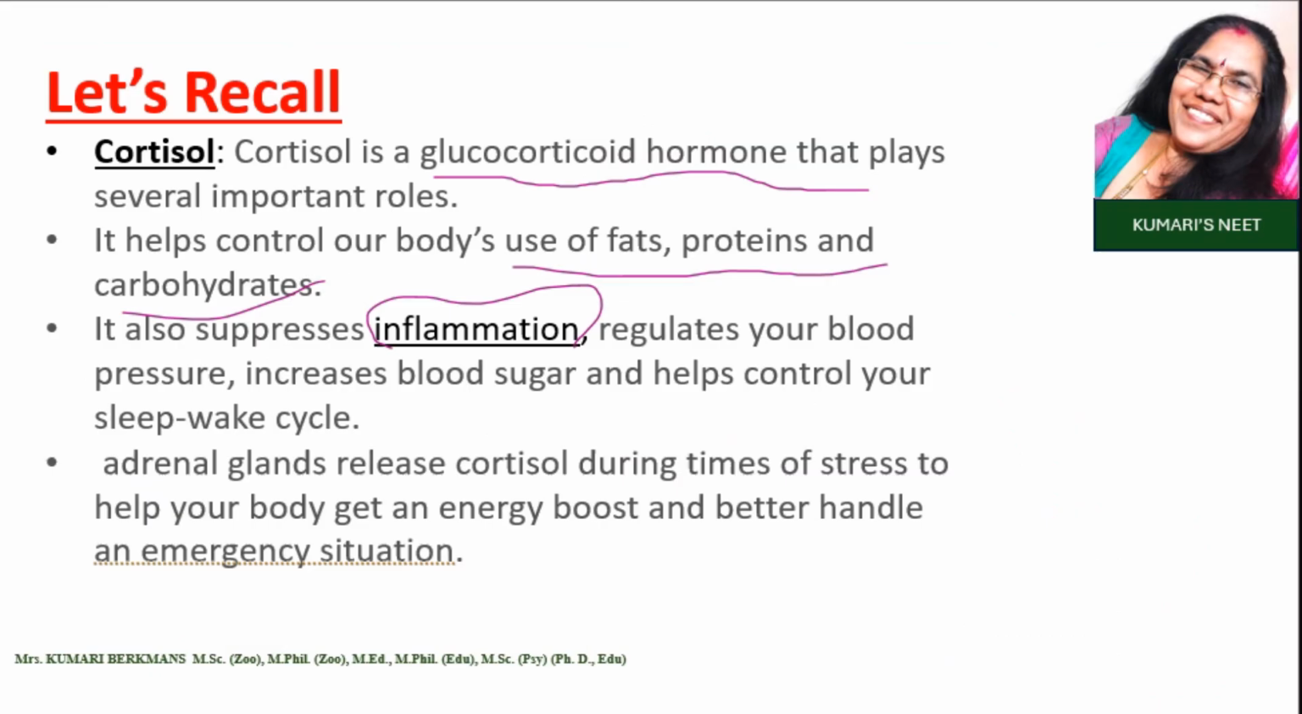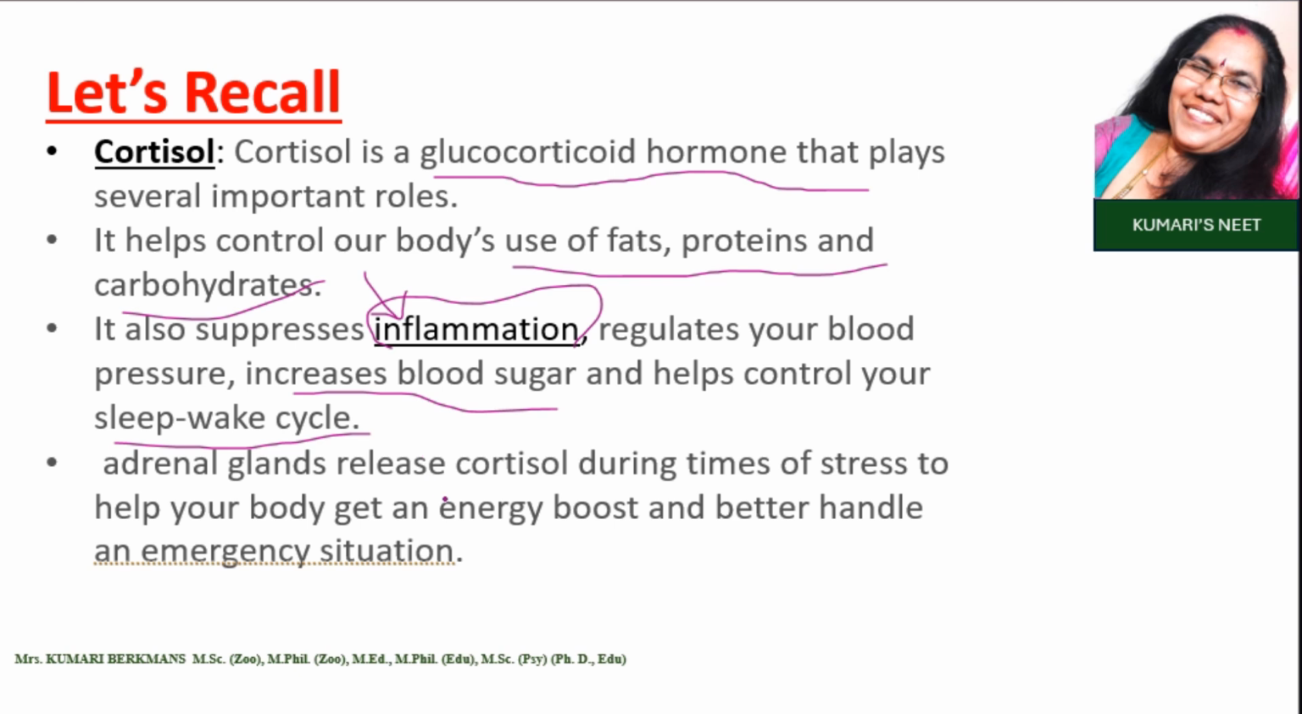So who is suppressing the inflammation? Cortisol. It fights against the foreign body, reduces the inflammation, regulates the blood pressure, increases the blood sugar, and also helps control your sleep and wake-up cycle. So you sleep at the proper time and you wake up at the proper time; that is also under the control of cortisol.